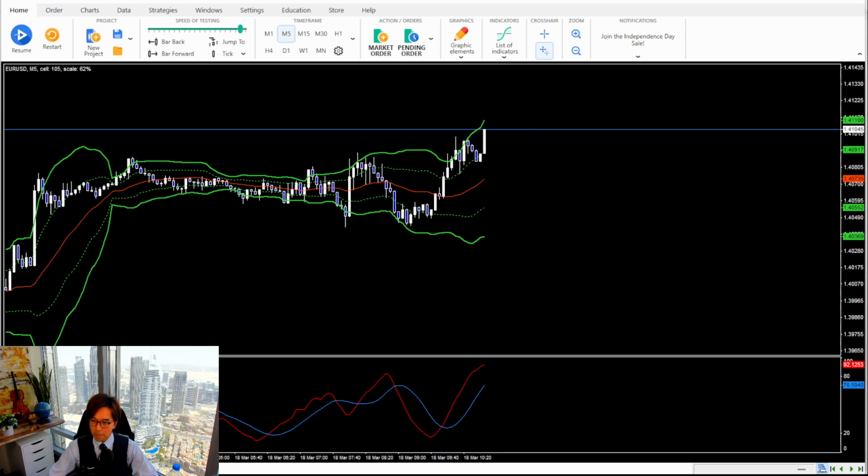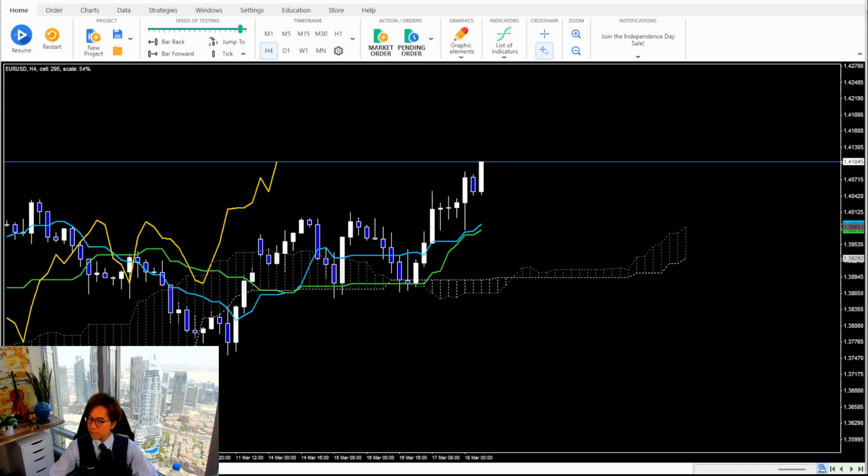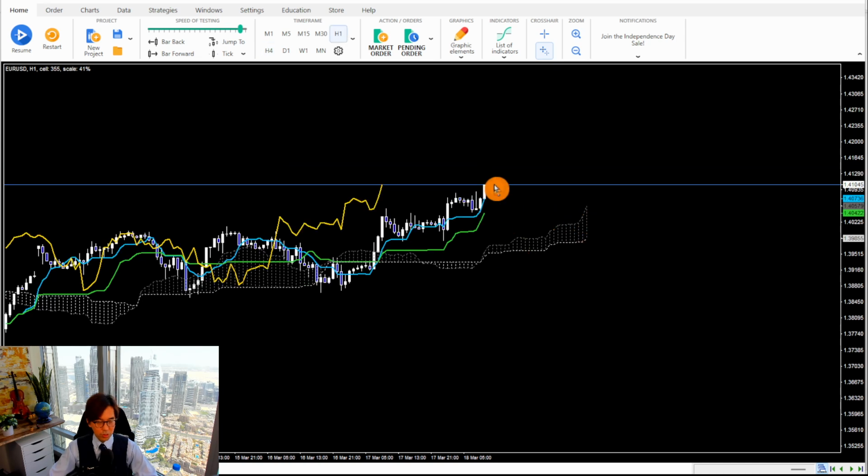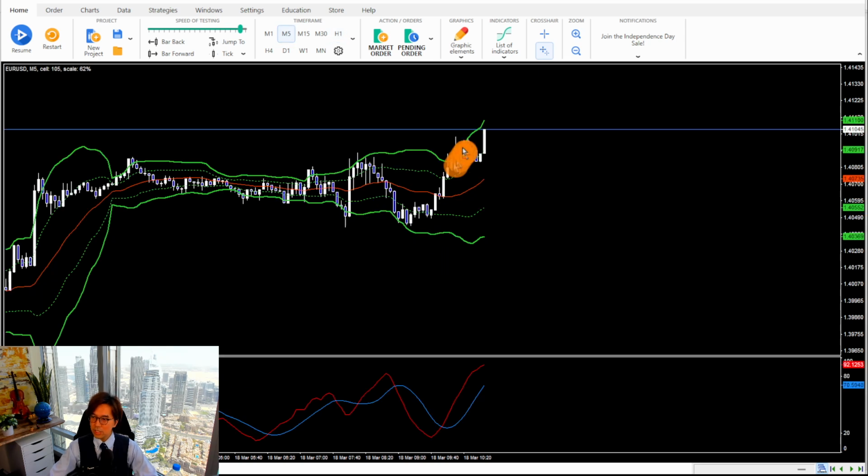So again, 4 hour is bullish now. Kumo is up, Kijun Sen is up at this breakout. And 1 hour also shows it's bullish. So the 5-minute chart shows it's bullish also. Now it's bullish in wave. I actually have multiple confirmations.